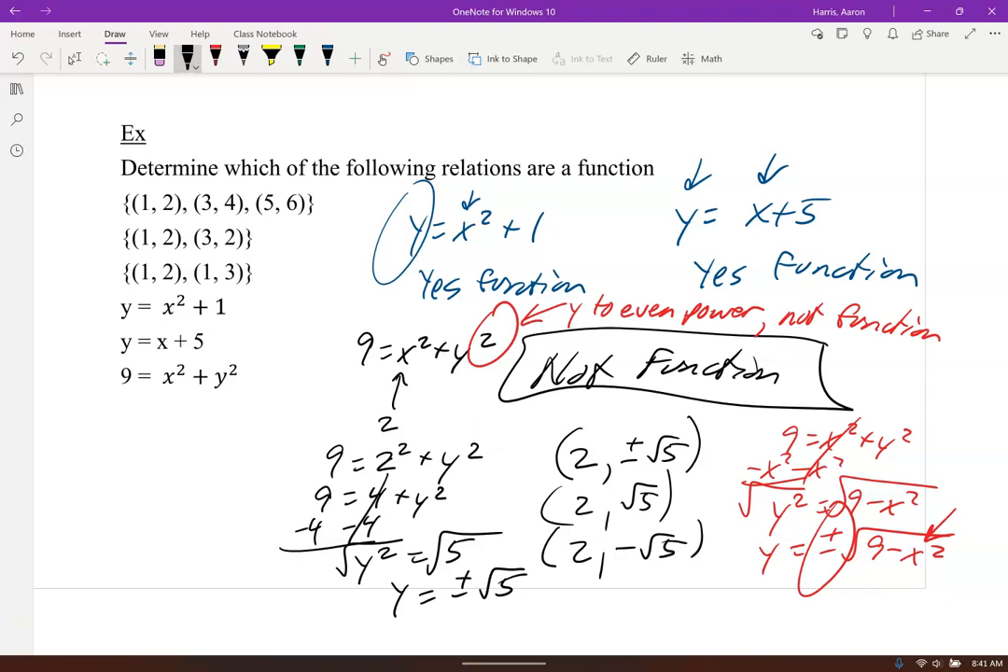Let me give you another example. Let's say you got y to the 4th plus x equals 3. See the y to the 4th, y to an even power? This is not going to be a function. You'll have more than one y value for one input, all right?